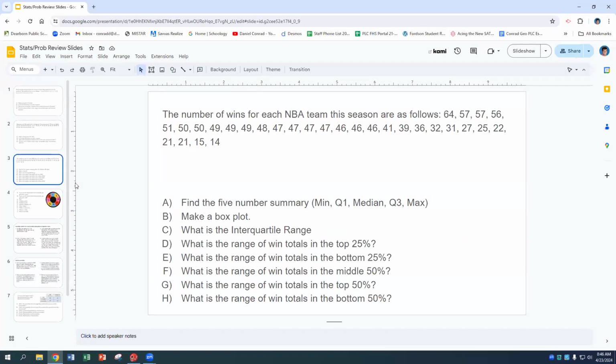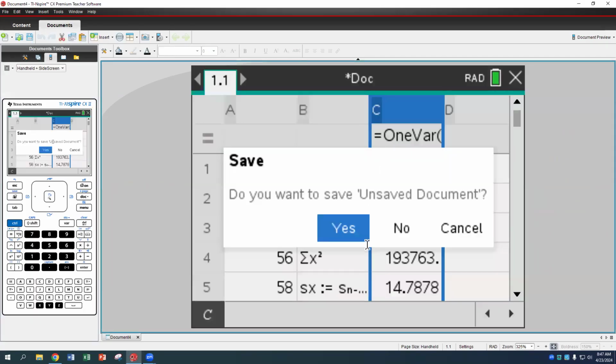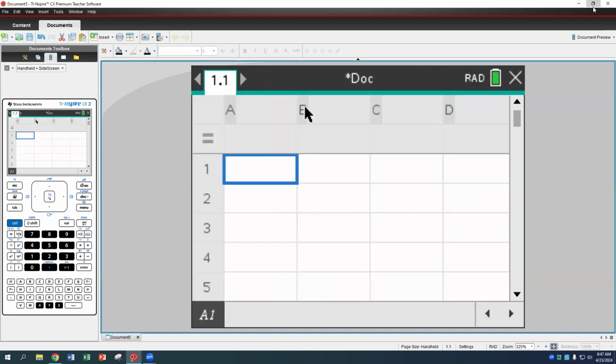All right, last one. Okay, we're gonna make a box plot. So the number of wins for each NBA team are as follows. Find the 5-number summary. So let's use our calculator. Do a new spreadsheet, and then let's put our list in here.